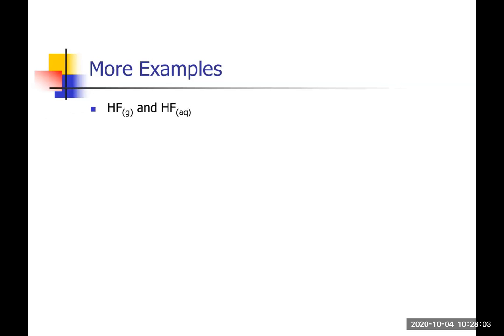So HF gas and HF aqueous. So this is a binary compound that contains hydrogen. So the gas will be hydrogen fluoride, and the aqueous will be hydrofluoric acid. Remember, you know HCl, hydrochloric acid, and so hydrofluoric acid is going to be named just like that.